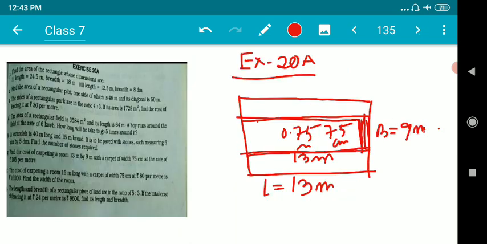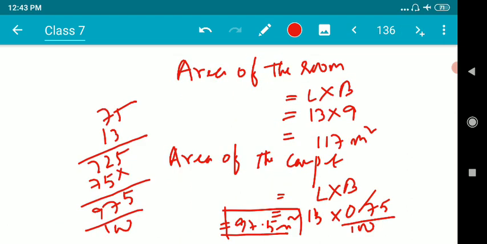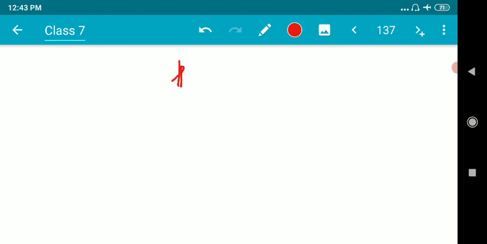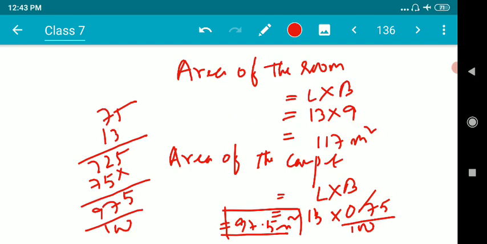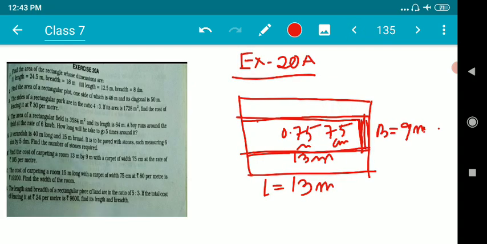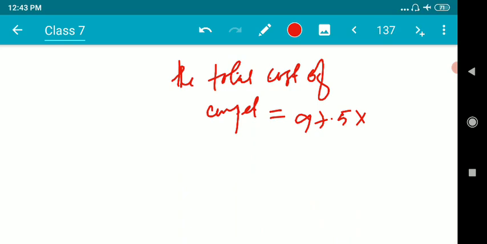Now children, in the question it is said that per meter cost is rupees 105. Okay, per meter square cost is 105. Then we can simply say the total cost of carpeting is equal to the area, which I got as 97.5, multiplied with the cost for per meter, which is 105. So we just have to multiply with 105.